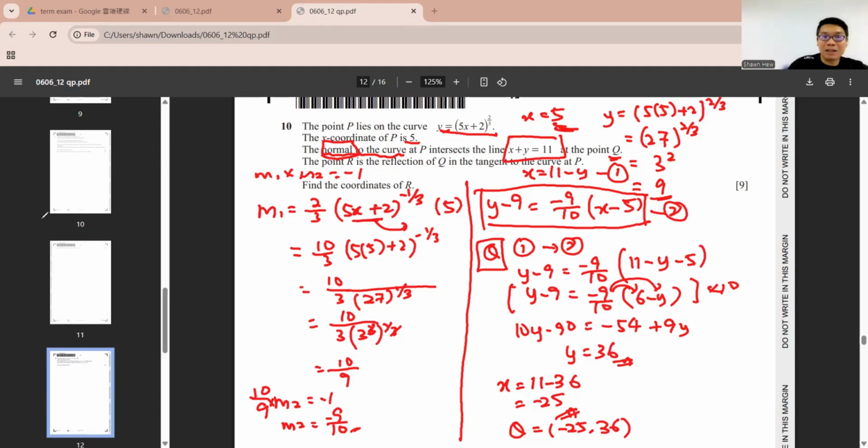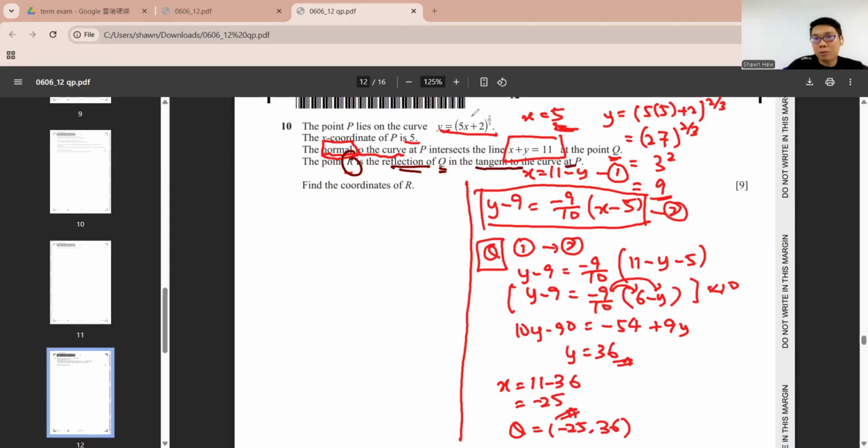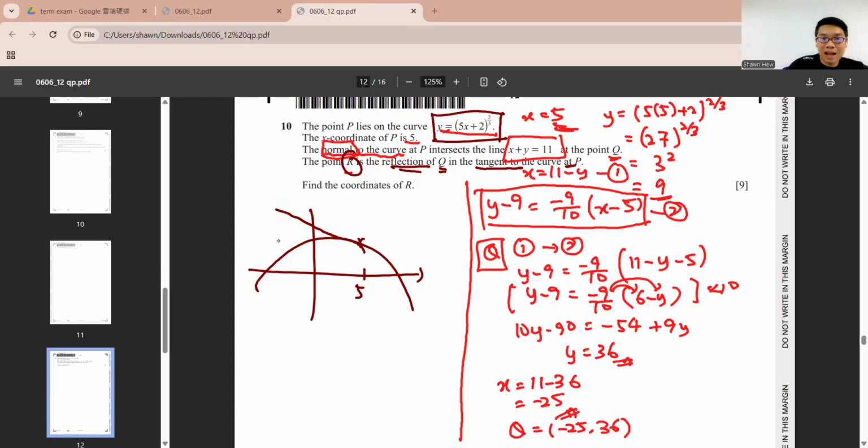Then the very last information, they say R is the reflection of Q in the tangent of the curve. We try to illustrate it. Even though we don't know how to draw this curve, you can just simply draw some shape like this. Then they say x is 5. So the tangent at this point P is like this. The normal of it is like this. This normal intersects with x plus y equals 11. Let's say it's like this.